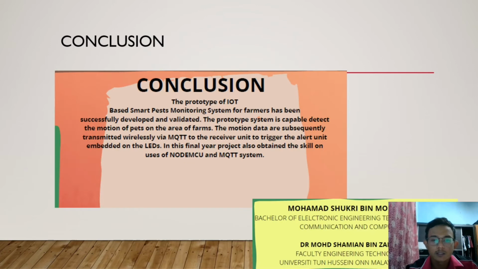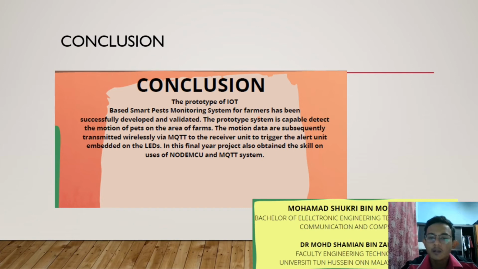And next is my conclusion. The conclusion of the project is that the smart pet monitoring system for farmers has been successfully developed and validated. The prototype system is capable of detecting the motion of pets in the farm area, and the motion data are subsequently transmitted wirelessly via MQTT to the receiver, and trigger the alert unit embedded on the LED.